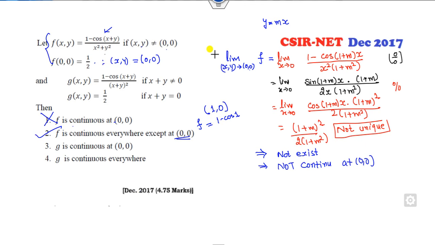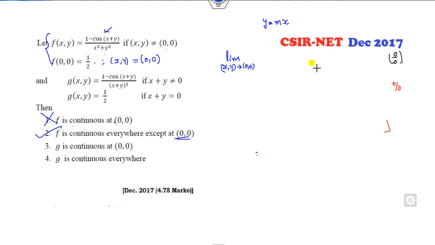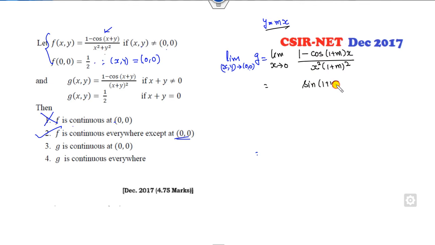Similarly, if I look at g, skipping this portion, again for g I can start from here. Again I can take the path of this, 1 minus cos of (1 minus mx) divided by x, with 1 plus m whole square. So again it's a 0 by 0 form, so I can apply L'Hopital's rule. 1 plus x into 1 plus m divided by 2x of (1 plus m) whole square. This value will be cancelled out. Now what is the limit of this as x approaches 0? Again 0 by 0 form, so it is 1 over 2.